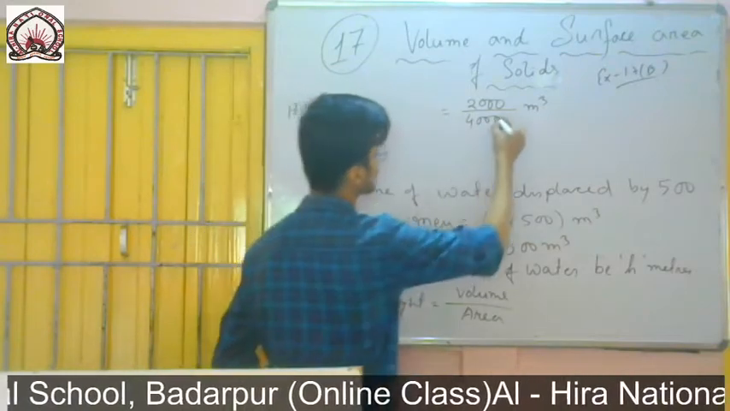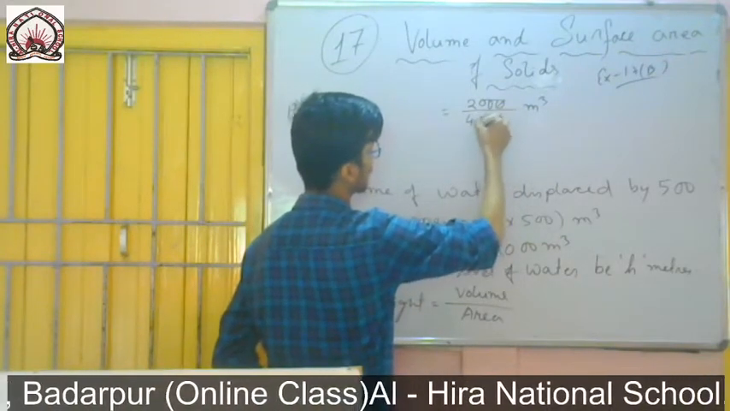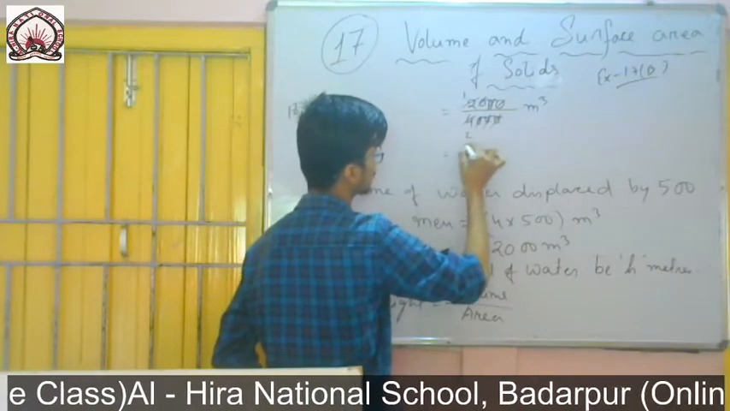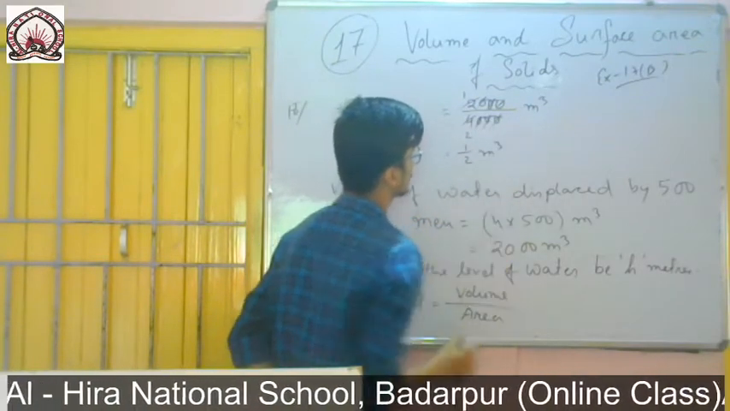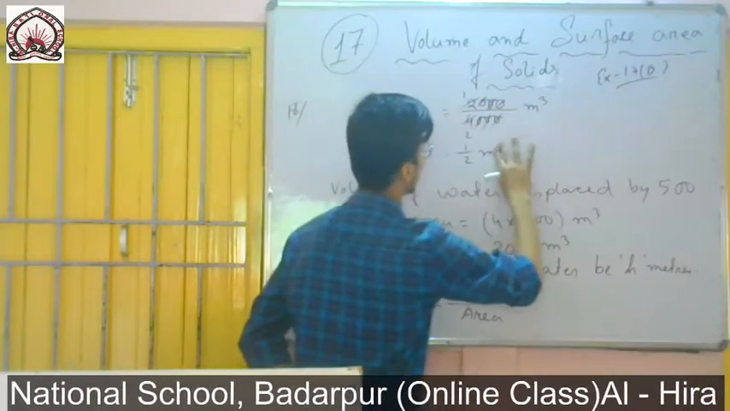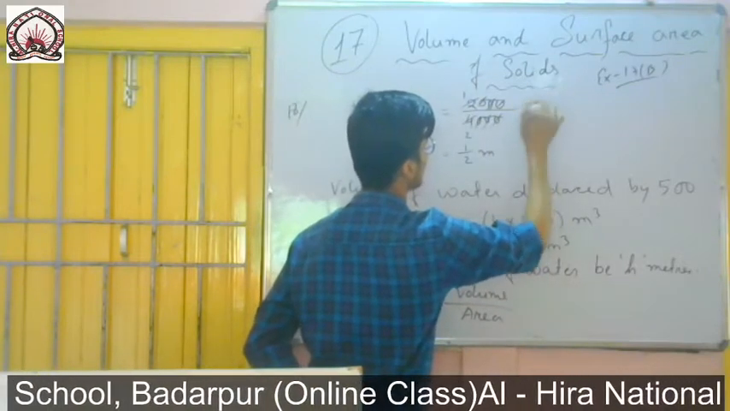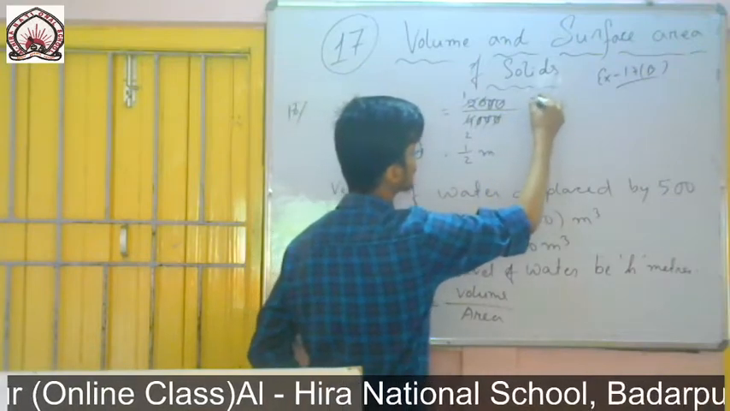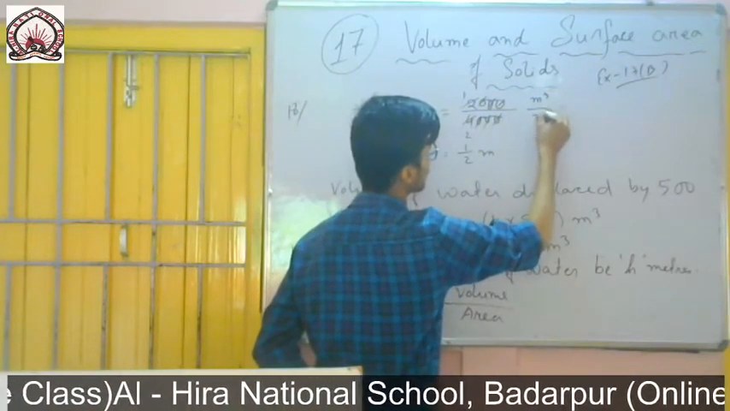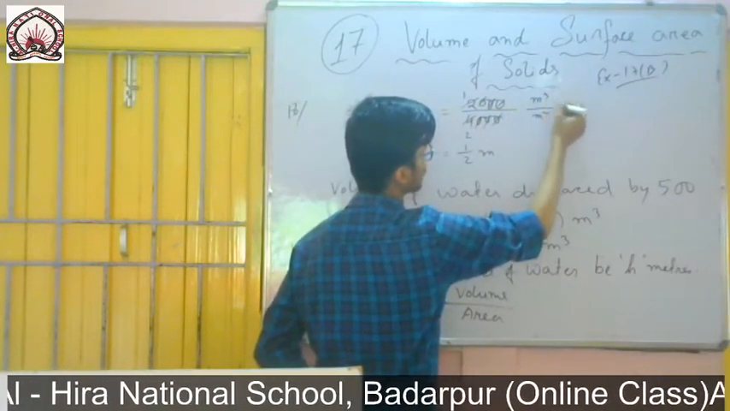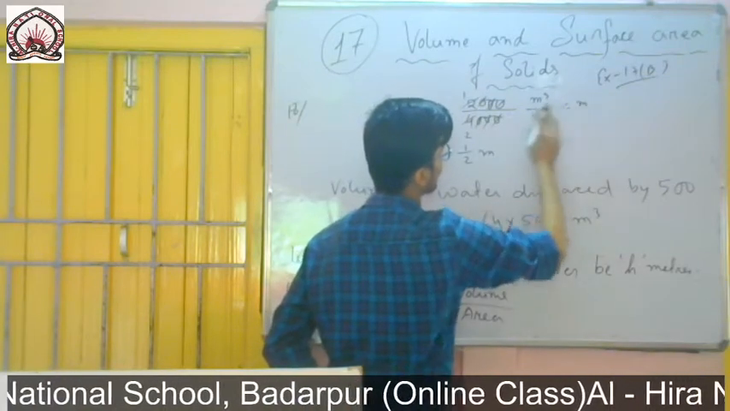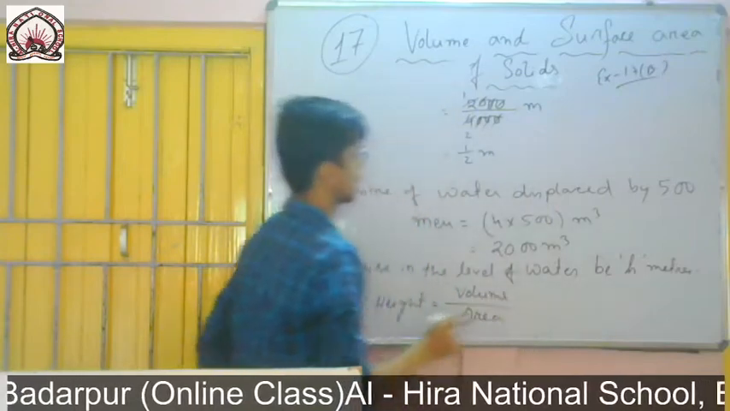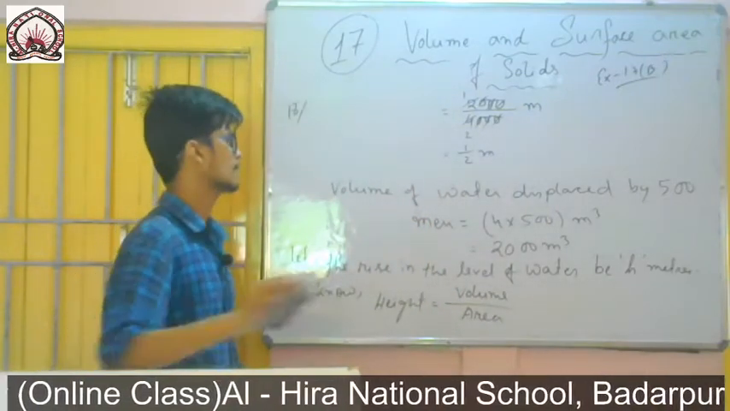Yes, so now you cancel the zeros. 2 1s are 2, 2 2s are 4, that means 1 by 2 meter. Sorry, height, the unit will be only meter, because for volume it is meter cube and for area it is meter square. So the square and cube will cancel, only meter will be left. So directly you write the unit of height as meter. So half meter.